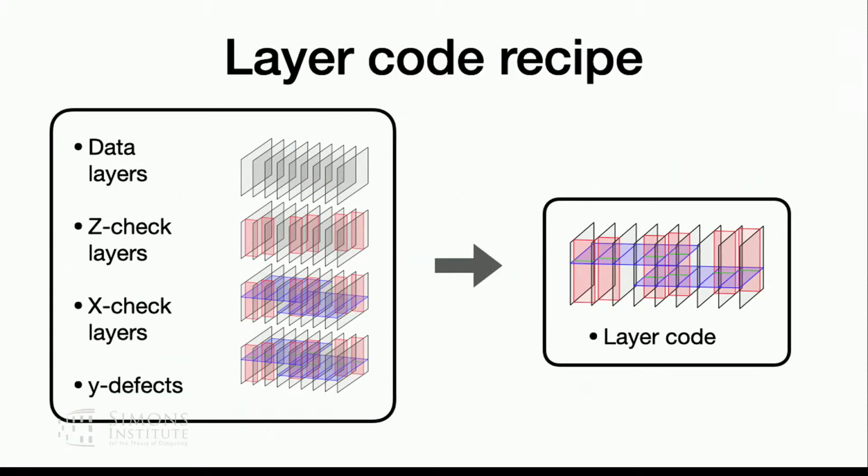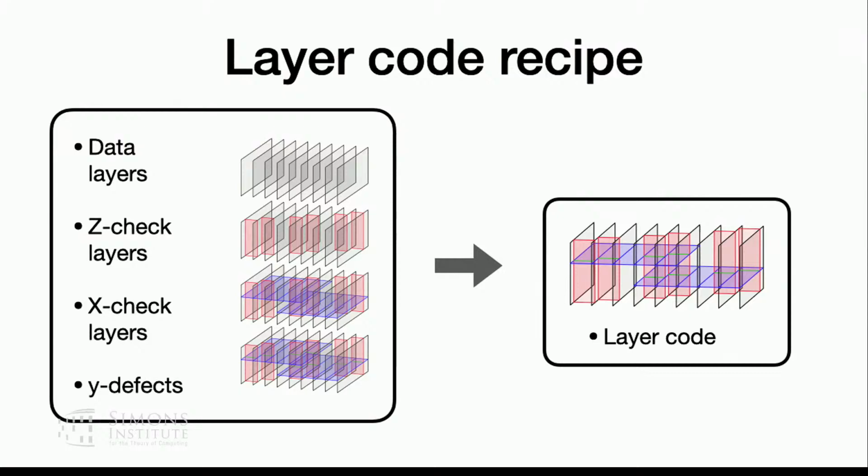Cool. So just a summary of the recipe, and I think I have time to talk about the parameters and the properties of the code a little bit. We take in some generic CSS code, which can be a good LDPC code. We make a data layer for each physical qubit. We put in a Z check layer for each Z check of our CSS code, an X check layer for each X check, join them all together, and that gives you the layer code.